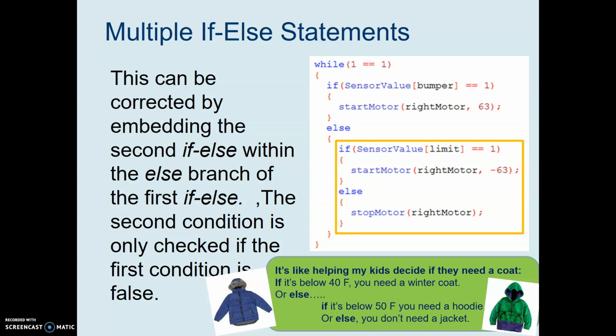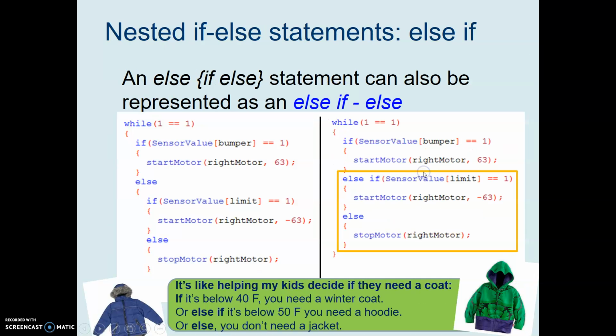So you could say if it's below 40 degrees, wear a winter coat. And so your little robot child will check, is it under 40 degrees? Yep. They put on a winter coat, and that's it. Or else, if it is not below 40 degrees, then it has a decision to make. If it's below 50, so in between 40 and 50, wear a hoodie, or else just don't wear a jacket at all. So notice how we create that embedded if-else statement within the actual problem.